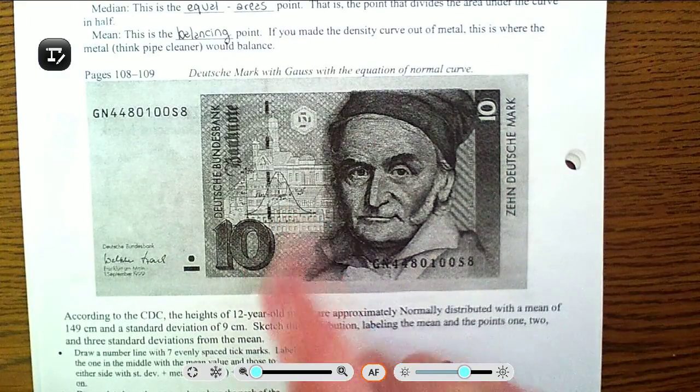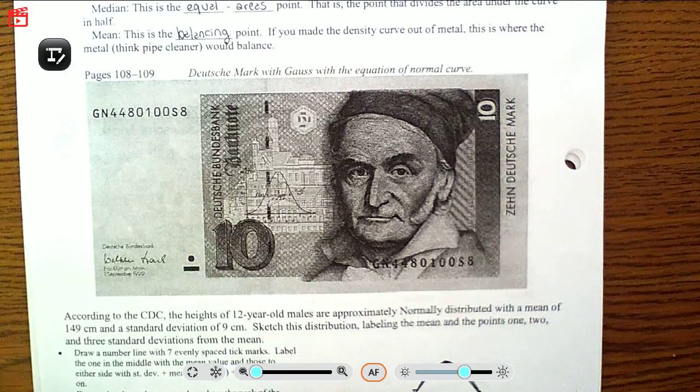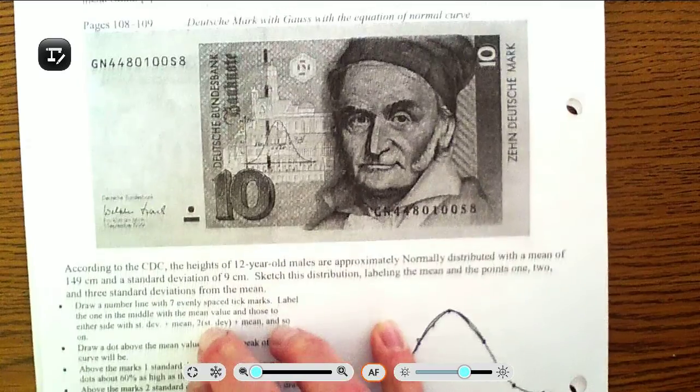Next, the Deutsche Mark has the normal curve on it to commemorate the work of Mr. Gauss.